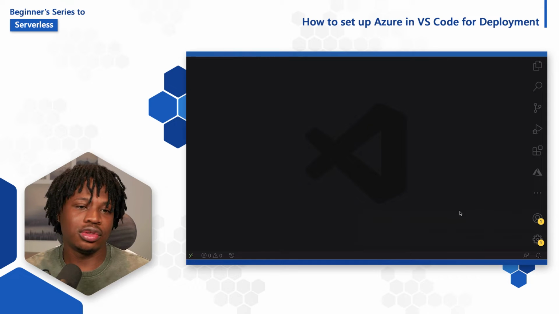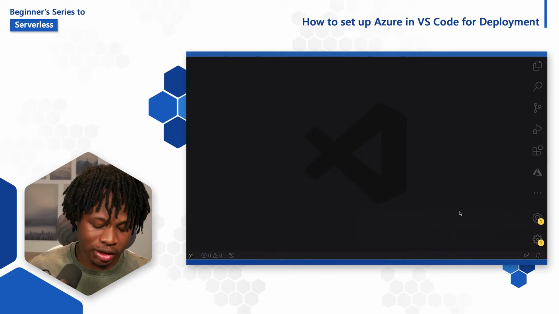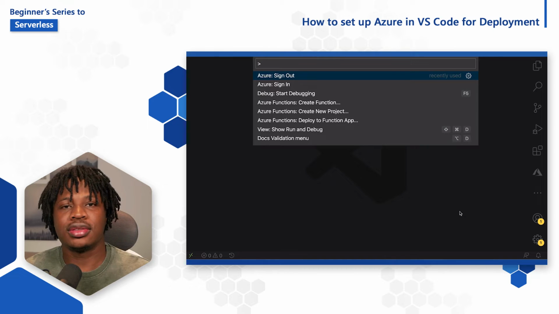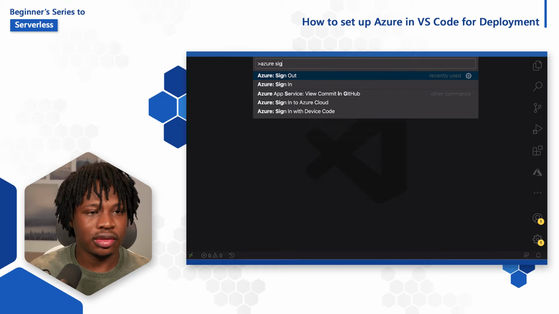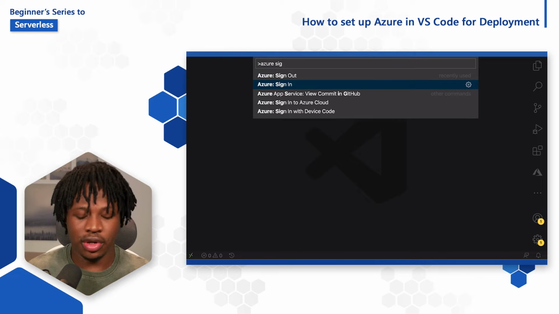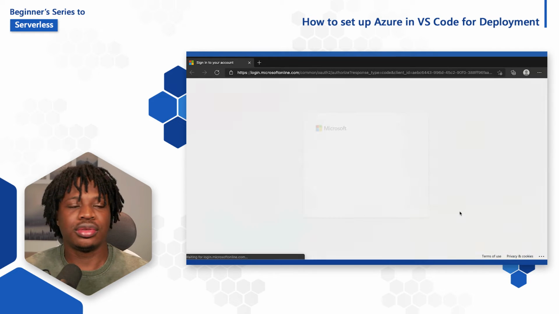The first thing you want to do is to sign into your Azure account through Visual Studio Code. And to do that, either you hit the F1 key or Command-Shift-P to open the command palette, and then search for Azure Sign In.